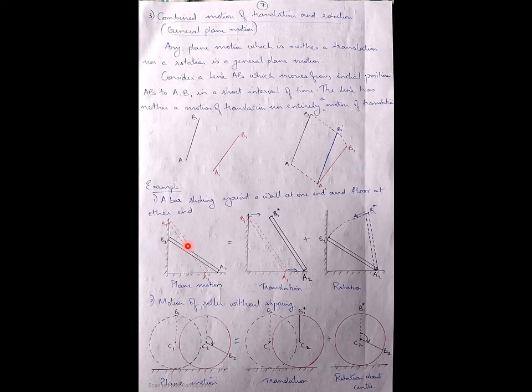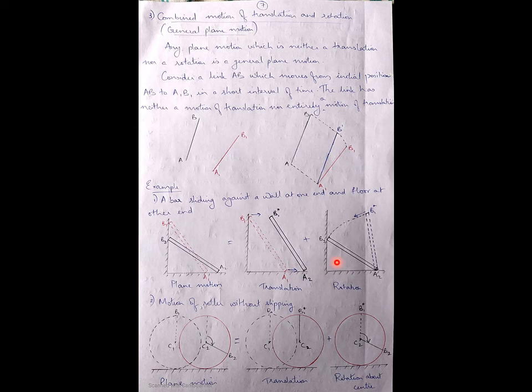Now how can we say this as a combined motion of translation and rotation? So what we do is, this is the initial position A1, B1, so it is shown over here also A1, B1. Now we are assuming that it has moved by translation alone, which means it has moved from A1 to A2, while B1 has moved from B1 to B1 star. So this is moving the same distance and it is parallel. So it is a motion of translation.